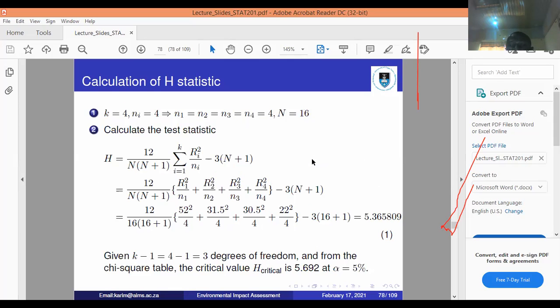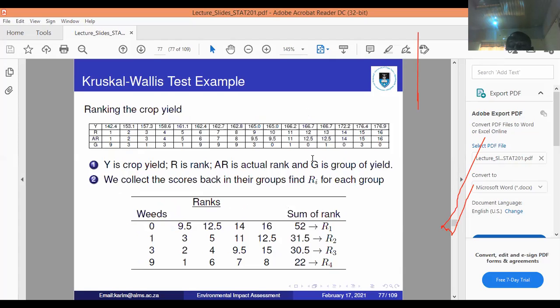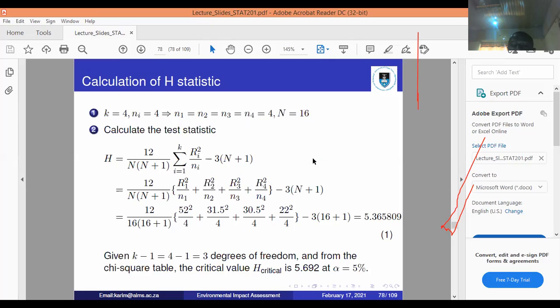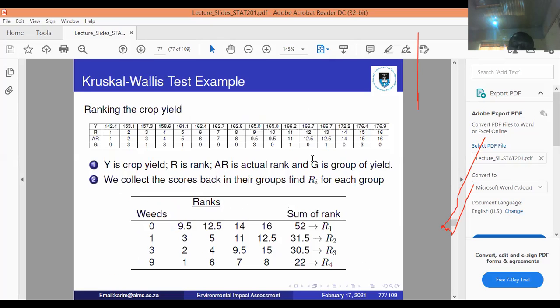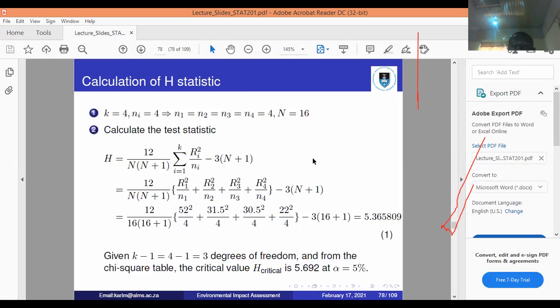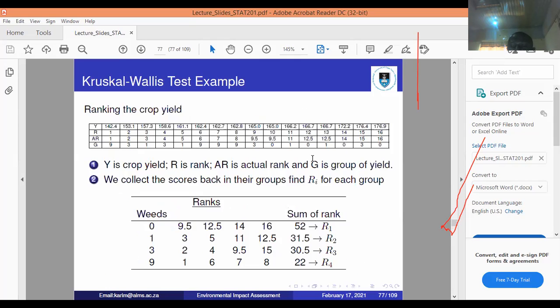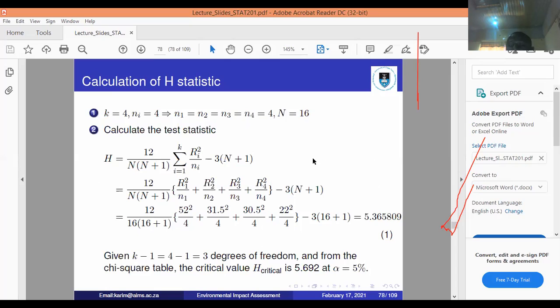So we square 52 and divide by 4. The rank 2 is 31.5, so we take 31.5 squared divided by 4. The rank 3 is 30.5, so we square that and divide by 4. The last one is 22, so we square that and divide by 4. Minus 3 times 16 plus 1. If we do this computation, we get 5.37. This is the test statistic.